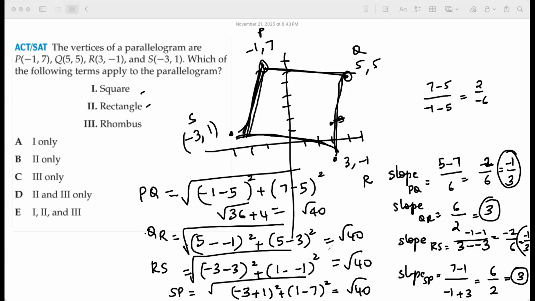Do you see, guys? What does it say? It has 4 right angles. All sides are equal. Clearly, it is a square. It is also a rectangle because opposite sides are equal, opposite sides are congruent, and there are 4 right angles. Finally, it's also a rhombus. Why? It's a parallelogram with all the 4 sides congruent. So the answer is E. Any questions?